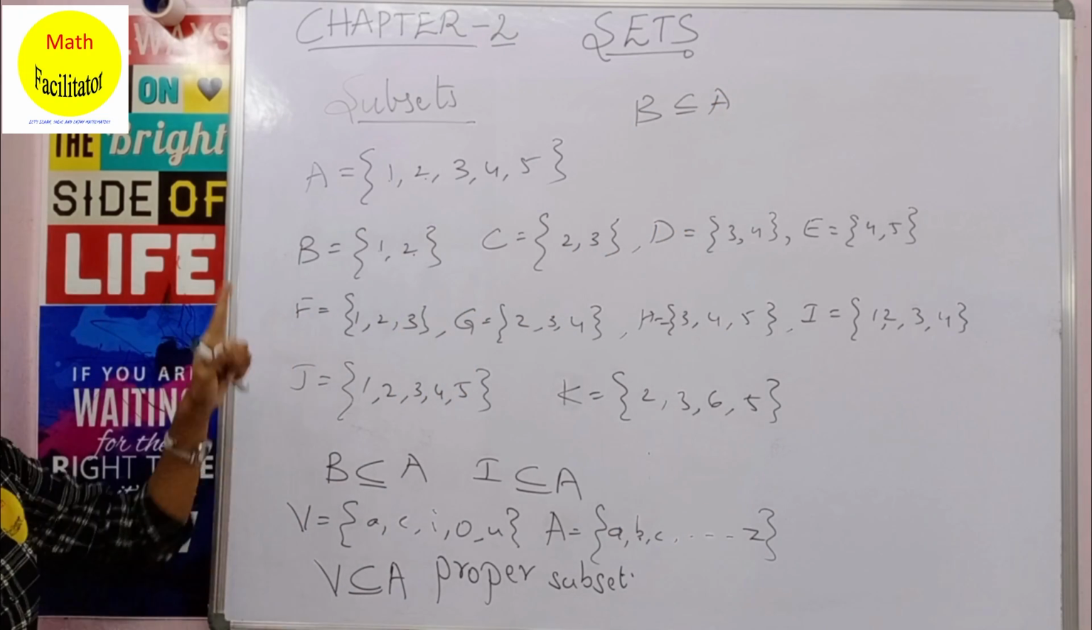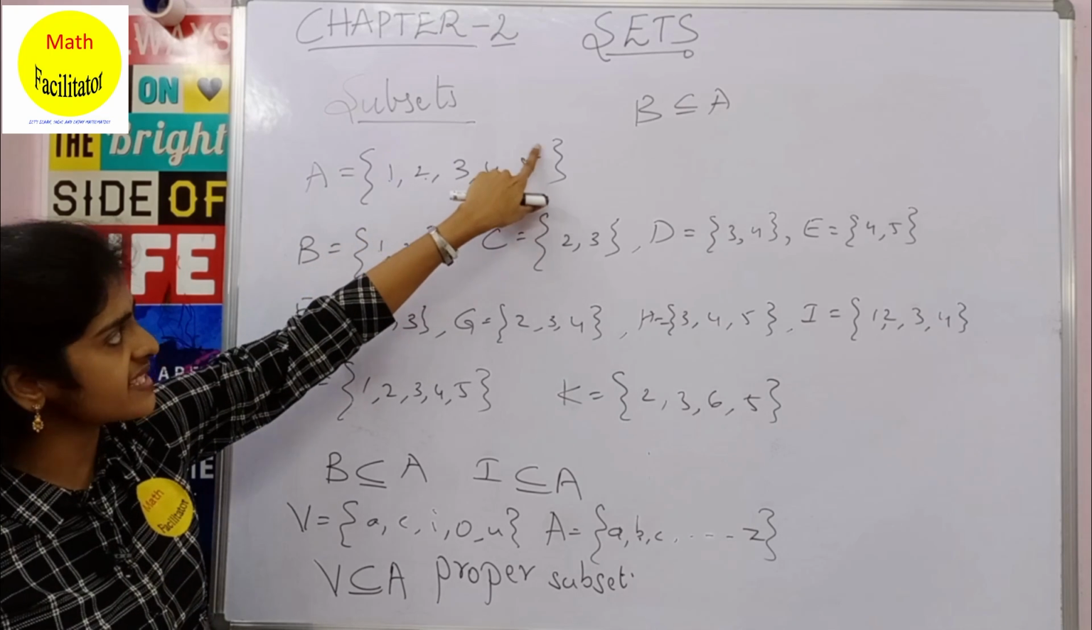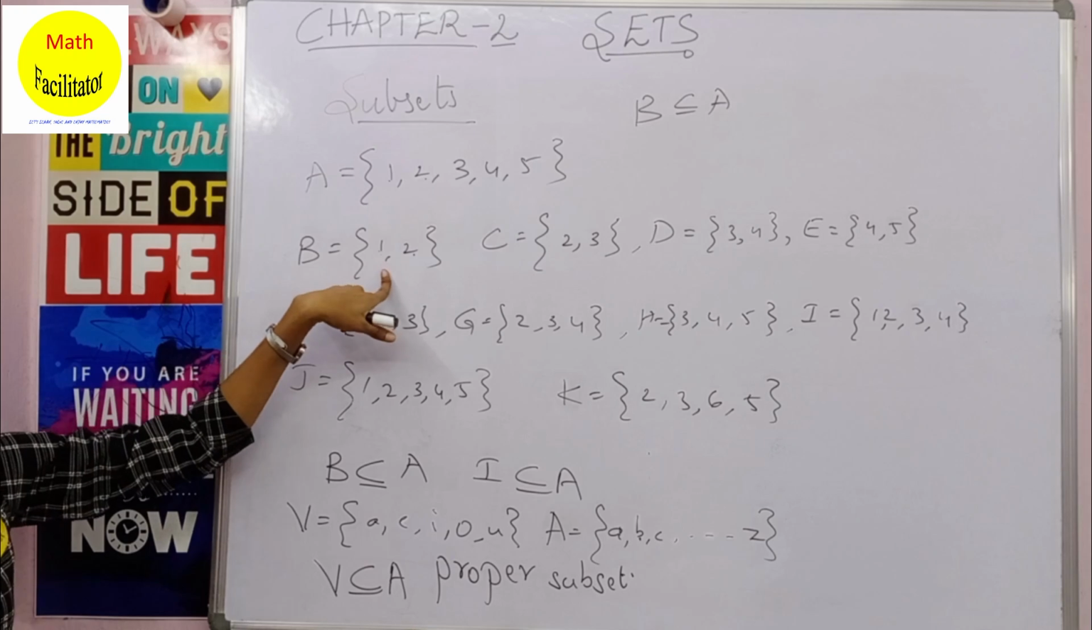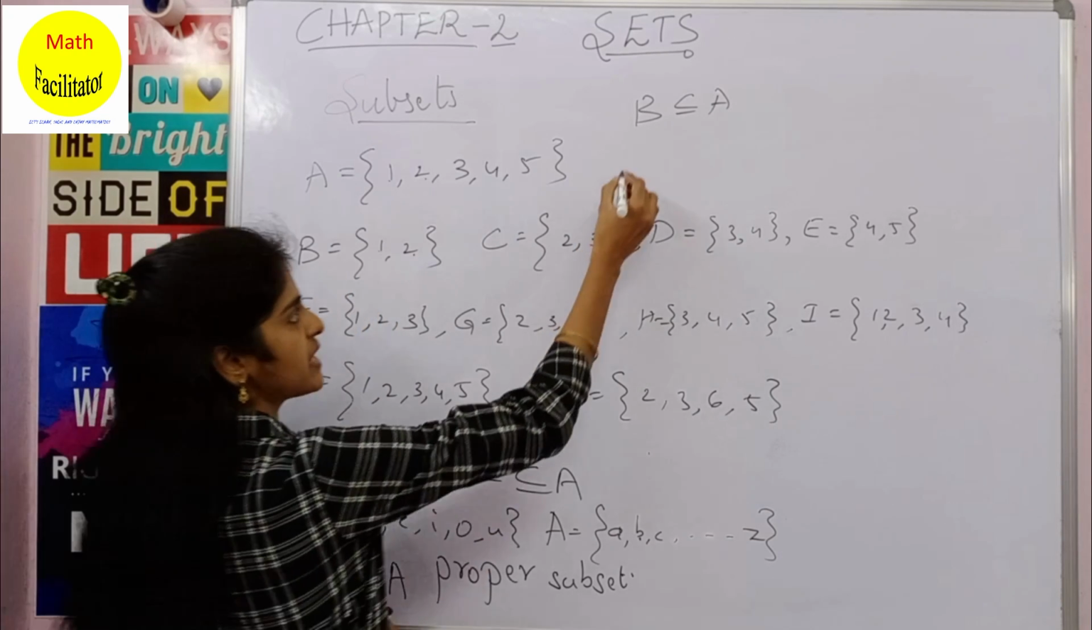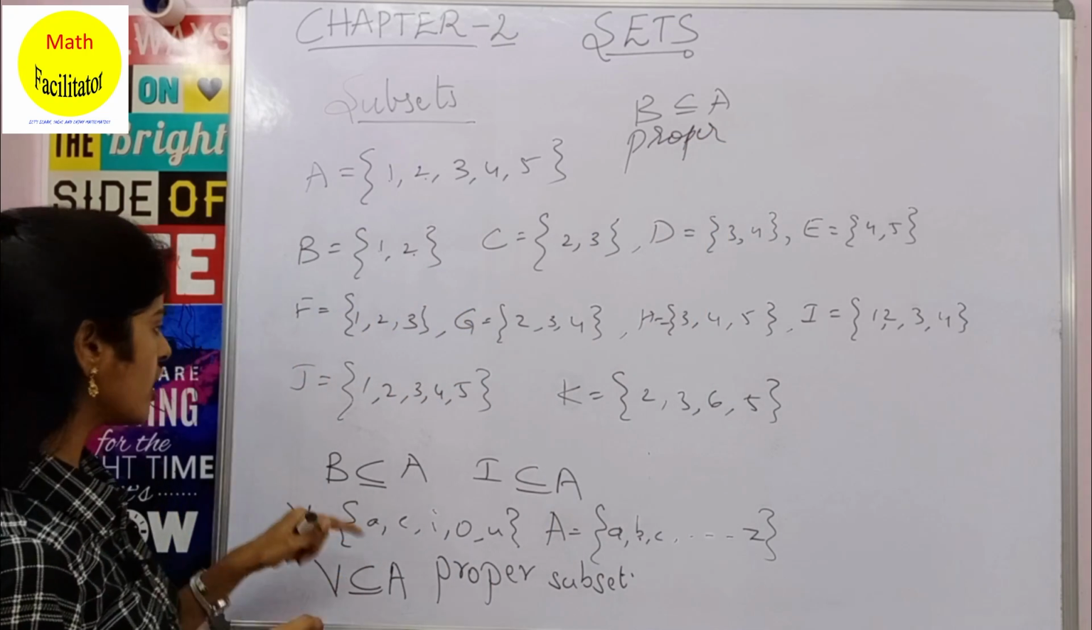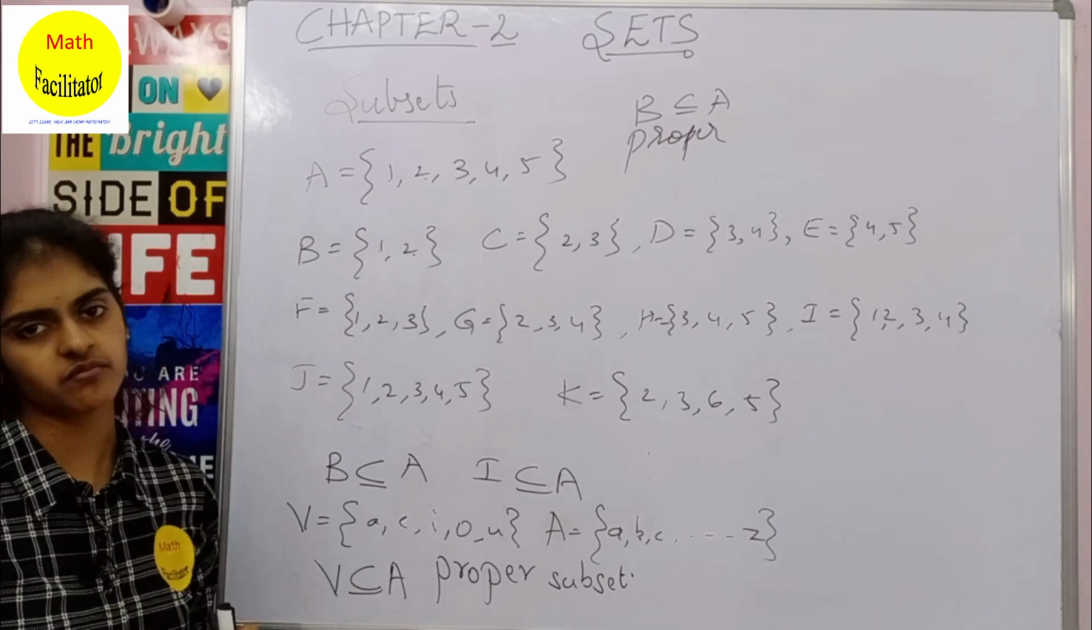Okay, but you see that there are some elements in A. Now 3, 4, 5 are elements in A which are not in B. Okay, so you can say B is a proper subset of A. Clear?